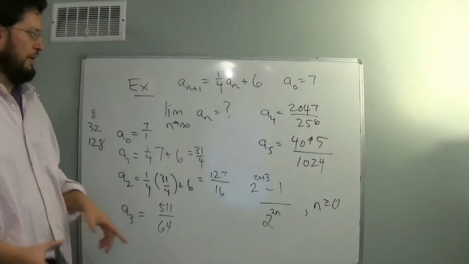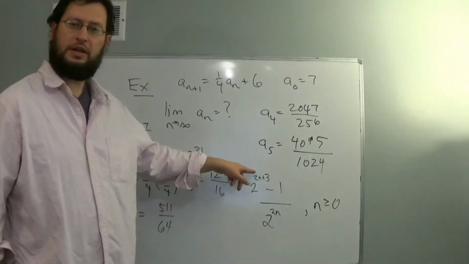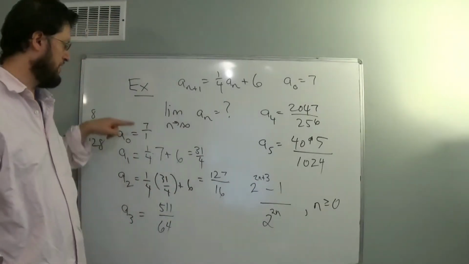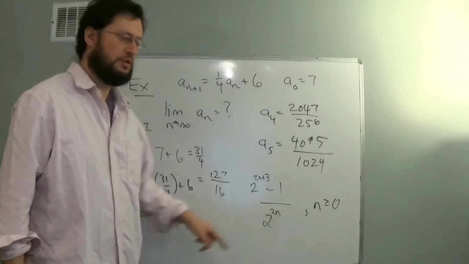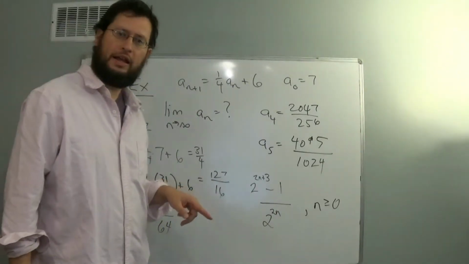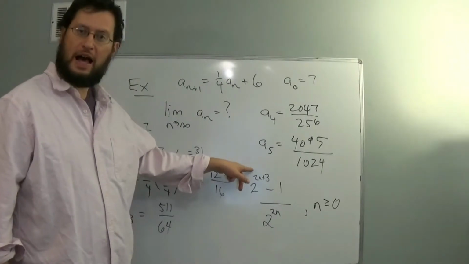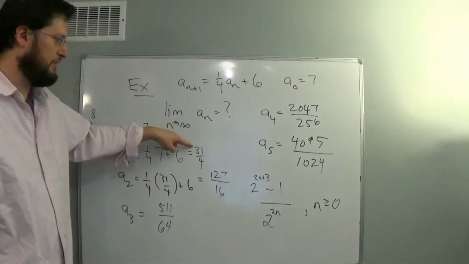Okay, so now when I plug n equals 0 in, just to be clear, n equals 0 makes 2 to the 3 minus 1, that's 8 minus 1, which is 7, like I need it to be. And then the denominator is 2 to the 0, which is 1, like I need it to be. If I plug n equal 1 in, then I get 2 to the 5, which is 32. Minus 1 makes the 31 that we see.